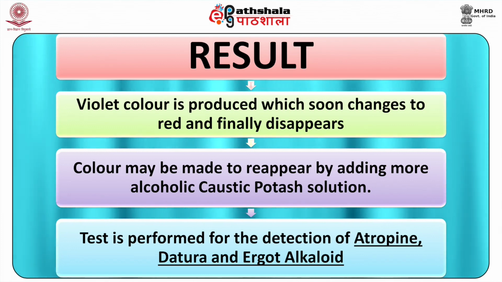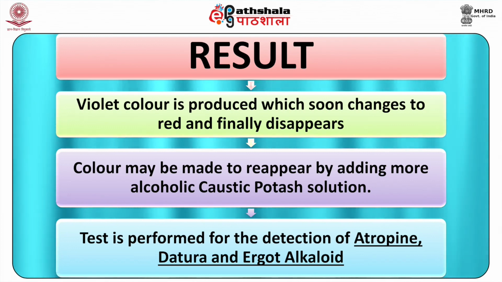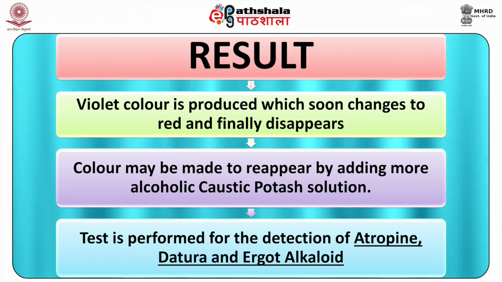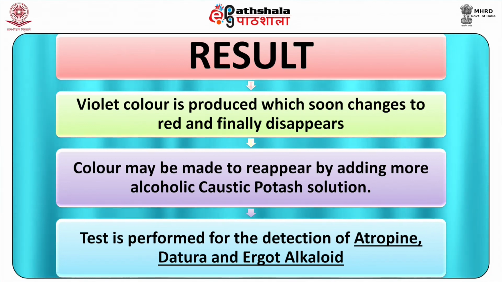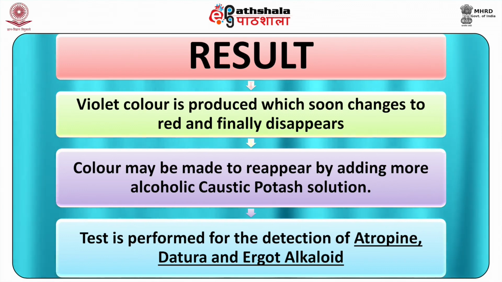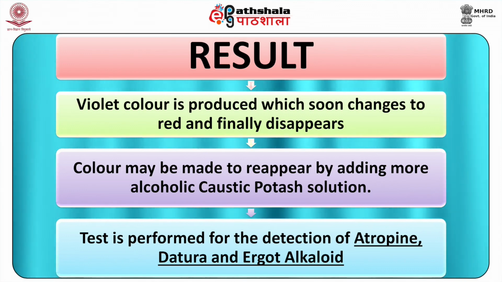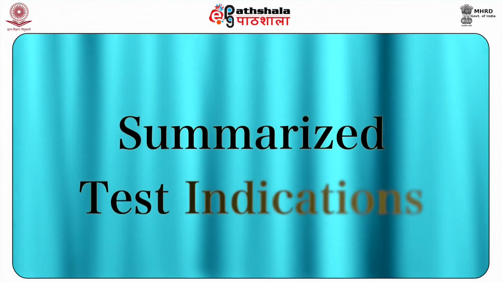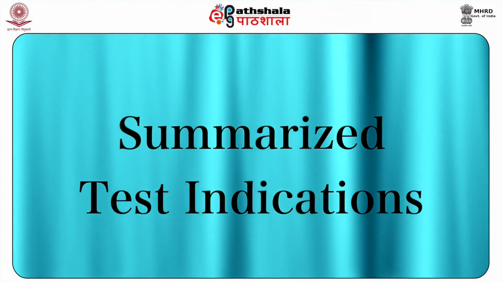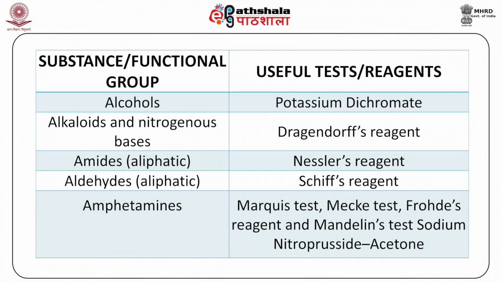The color may be made to reappear by adding more alcoholic caustic potash solution. This test is performed for the detection of atropine, datura, and ergot alkaloids. Here we have the summarized test indications. In one column we have shown the substance or their functional groups, and in the second column we have shown the useful tests or reagents.